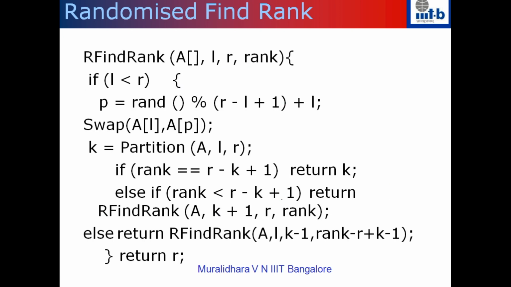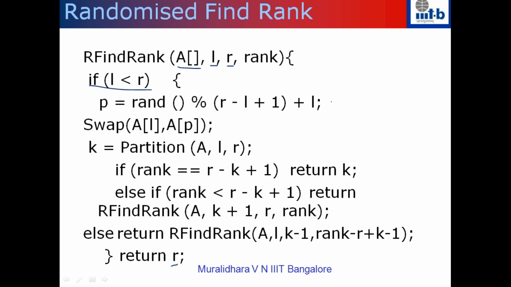The code will look something like this. We are trying to find, given an array, between L and R, that's the range, an element whose rank is R. If L is equal to R, then the rank has to be 1, so in that case we'll return R itself.